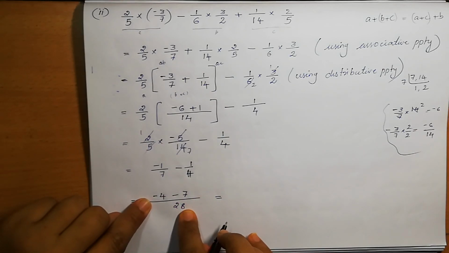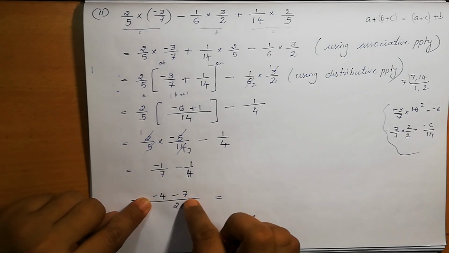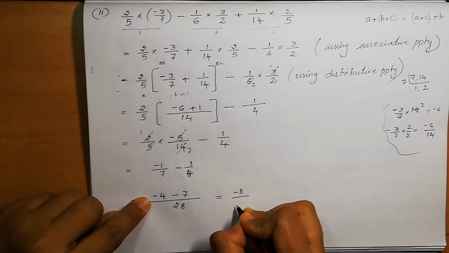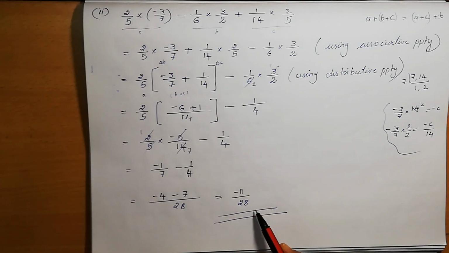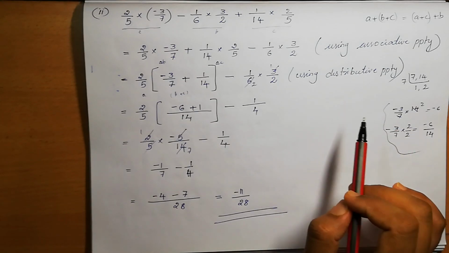Symbol is same means we can add, right? So minus 4 minus 7 is minus 11. Minus 11 by 28. This is the answer. Further we are not able to simplify, right? So minus 11 by 28 is the answer. We should write the property in bracket.